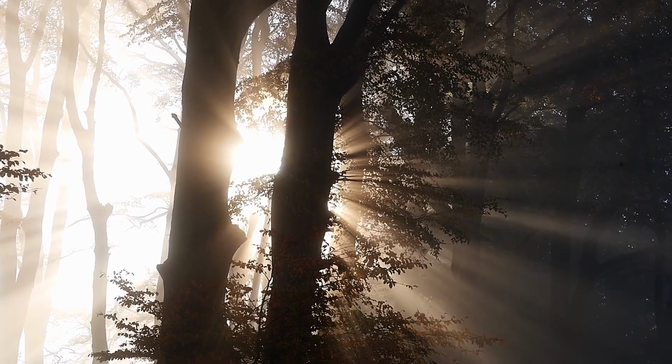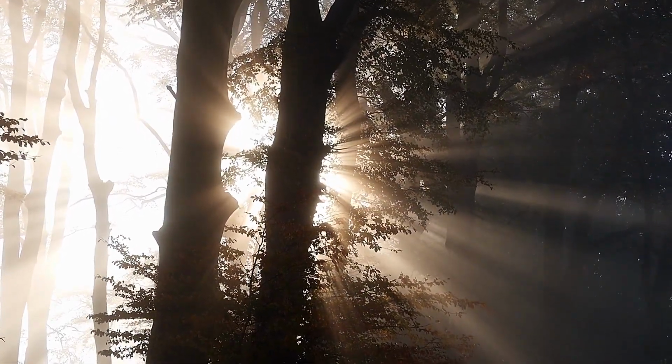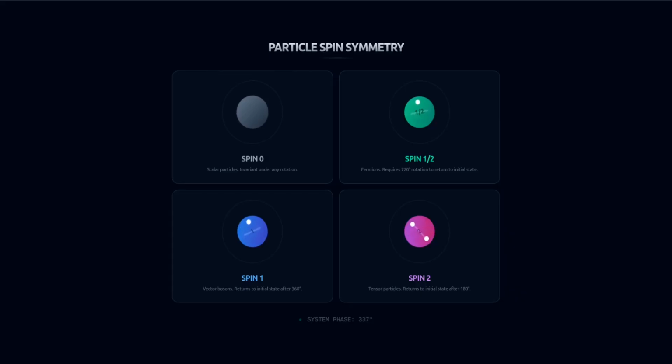Just like light, the signal of gravity moves at exactly 3 times 10 to the power of 8 meters per second. Third, it is a spin 2 particle. This is the graviton's unique fingerprint. In quantum mechanics, spin describes a particle's intrinsic symmetry. A spin 2 particle is required to create a force that is always attractive.